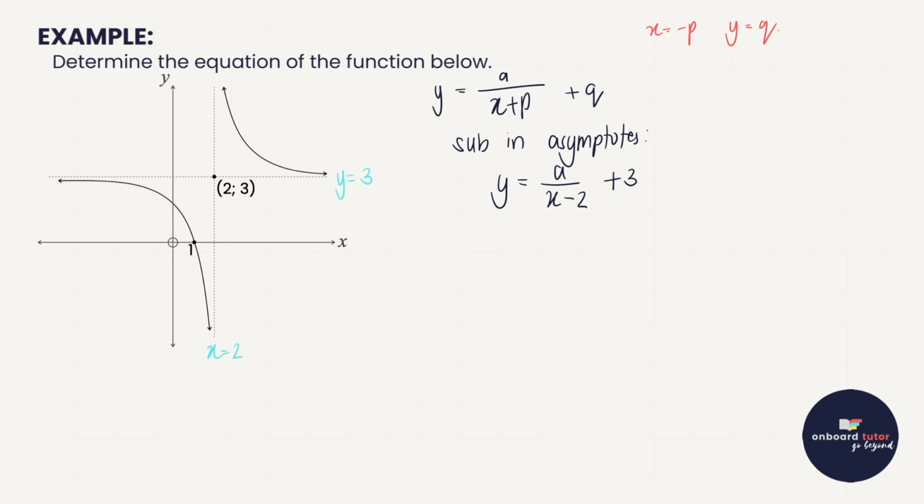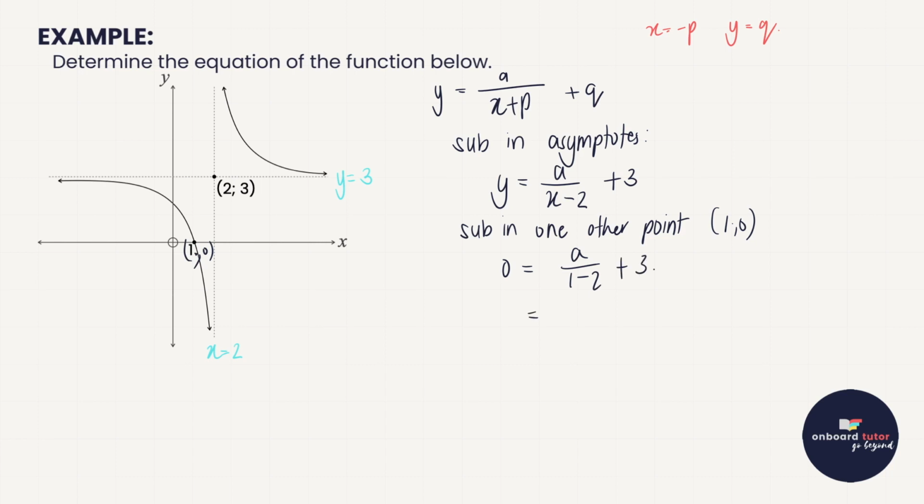And once we've done that, we sub in one other point. Okay, so I've used the asymptotes, and this point is not on this function. So we can't sub in 2 and 3. We've used it now for what it stands for. I now need to go and look at this point here. This is an x-intercept. So for an x-intercept, y is equal to 0. So that means the coordinates there are actually 1 and 0. So that's what I'm going to sub in. In the place of y, a 0. In the place of x, a 1.